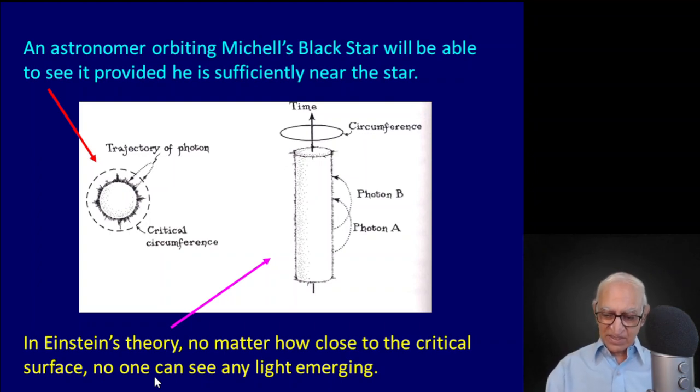And this is the essential difference. So when you think of a black star or a black hole, as we now call it, in general relativity, you shouldn't think in terms of the escape velocity becoming greater than the speed of light. You must think in terms of the redshift becoming infinite. And you must think in terms of time dilatation becoming infinite.